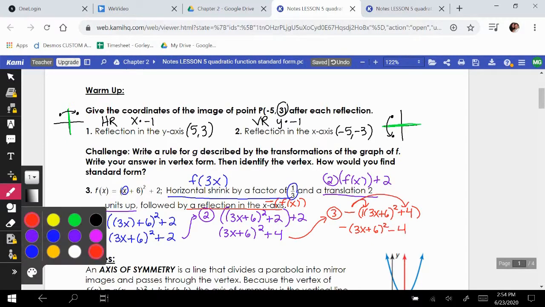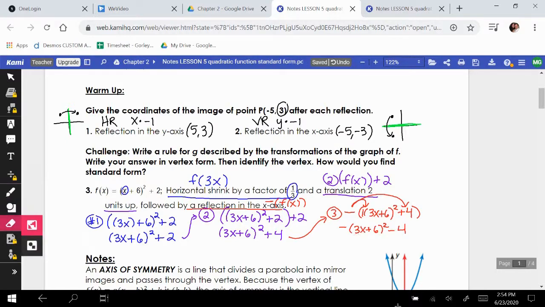Now, that's not quite finished yet. While that is, in fact, in vertex form, I don't like how there's a leading coefficient of 3 here. I can't clearly see the left-right shift. So in order for my vertex form to be the best that it can be, we're going to factor out that 3.